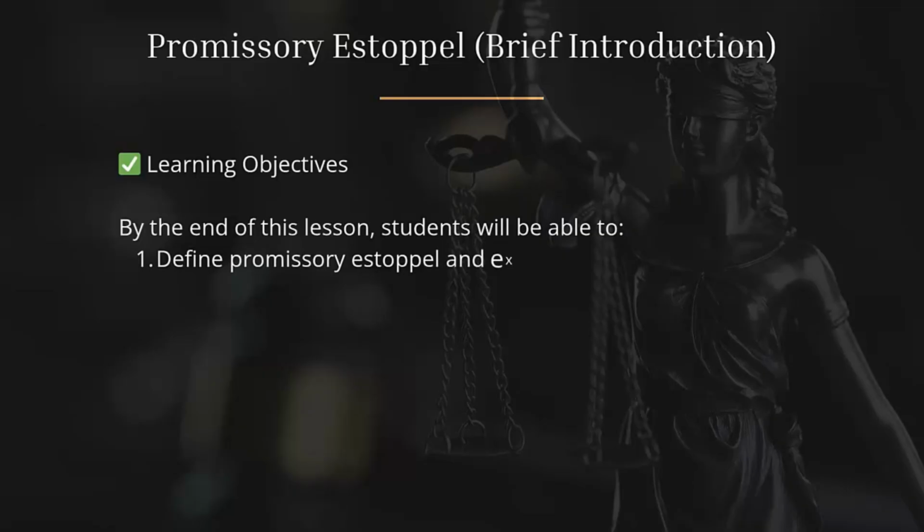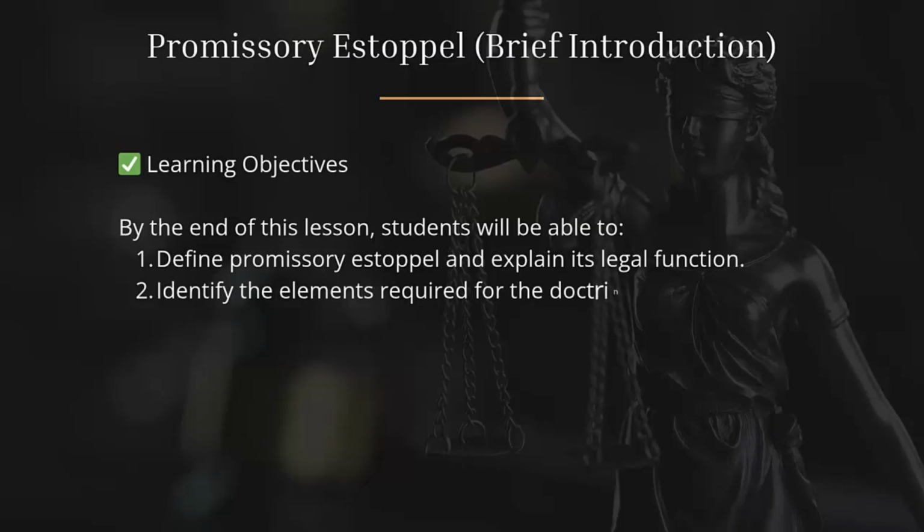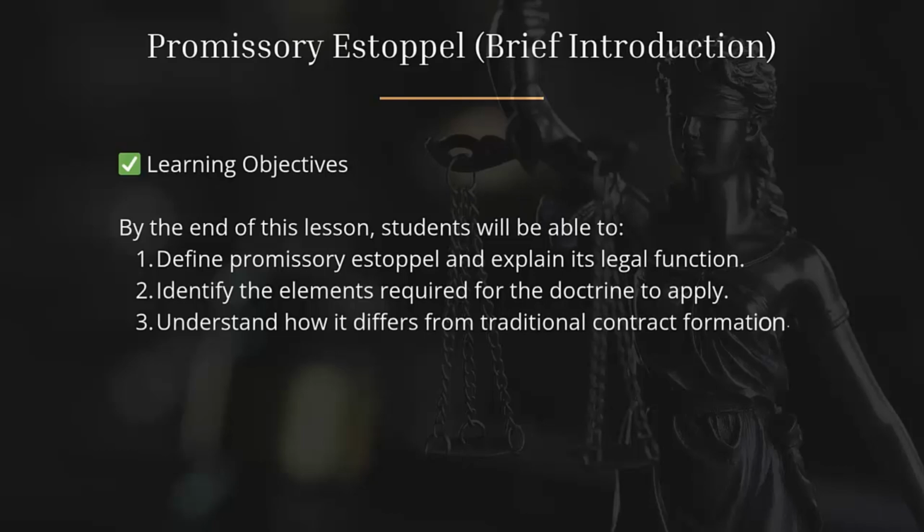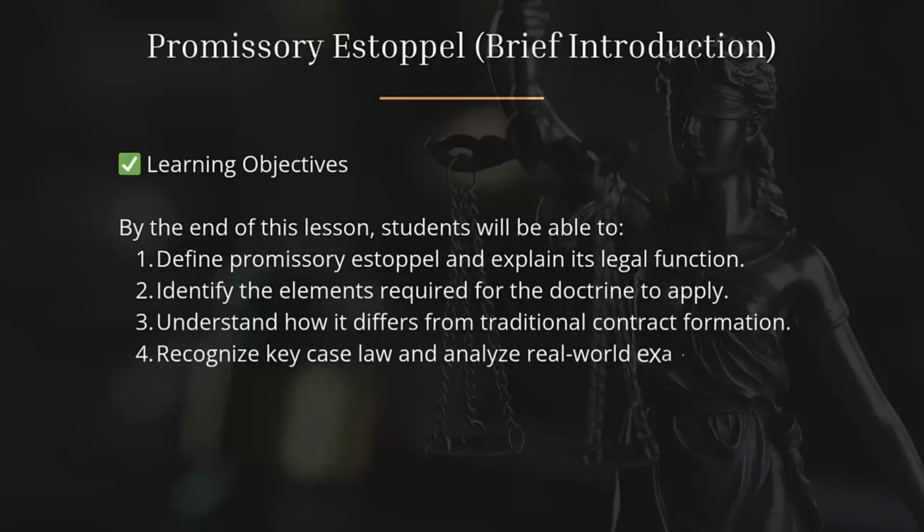Promissory estoppel learning objectives. By the end of this lesson, students will be able to define promissory estoppel and explain its legal function, identify the elements required for the doctrine to apply, understand how it differs from traditional contract formation, recognize key case law and analyze real-world examples.